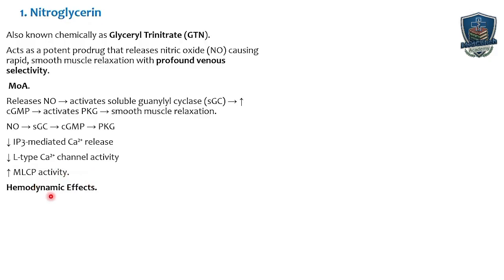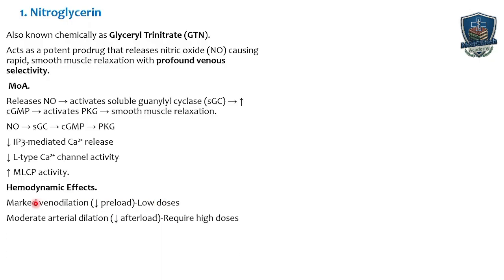So in hemodynamic effect, we know that these drugs are very good when it comes to venodilation. It will decrease the preload at low doses, but it can also cause moderate arterial dilation, whereby it decreases the afterload, and this only happens in high dose. So in high dose, nitroglycerin may lead to arterial dilation. Apart from that, it also causes coronary vasodilation.